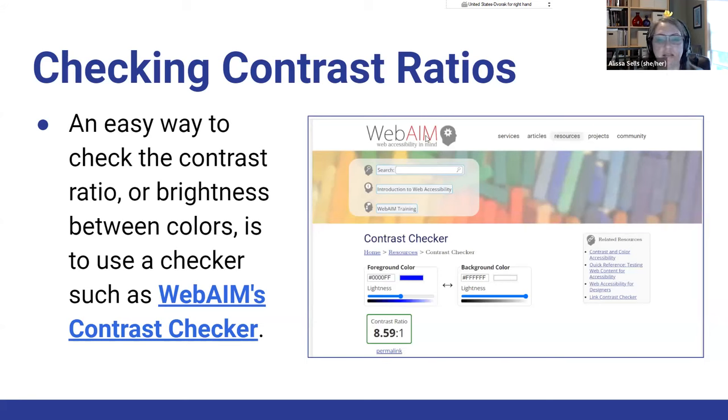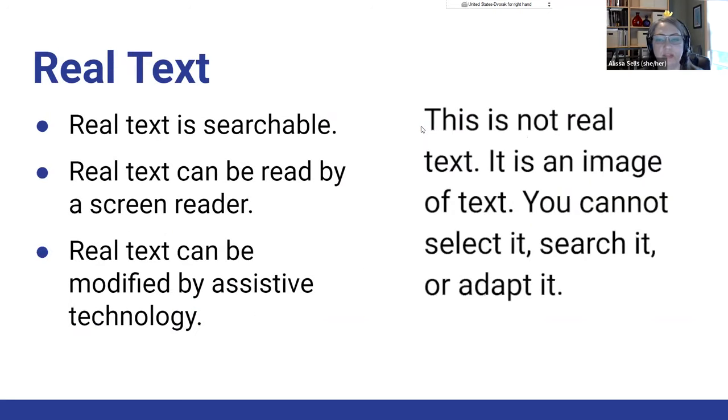All right, the last slide in this section, if you'll go to the next one, please, thank you, is about real text. And so what is real text? What on earth do we mean by that? Real text consists of the true text characters that are on a page. These characters can be recognized or read by assistive technologies, which makes them adaptable, customizable, and also searchable. And I know that's kind of confusing because it doesn't really tell you a lot.